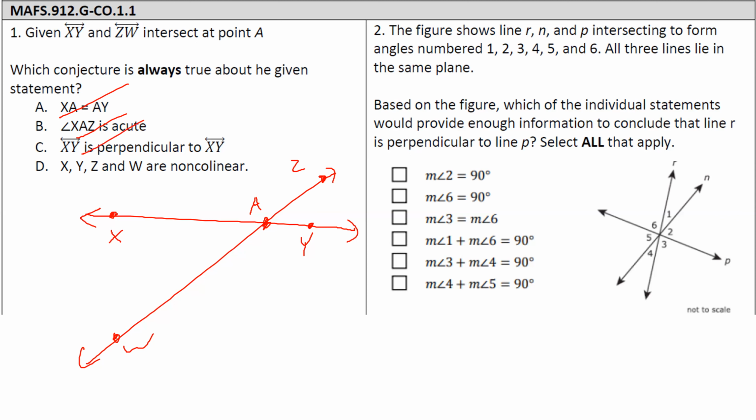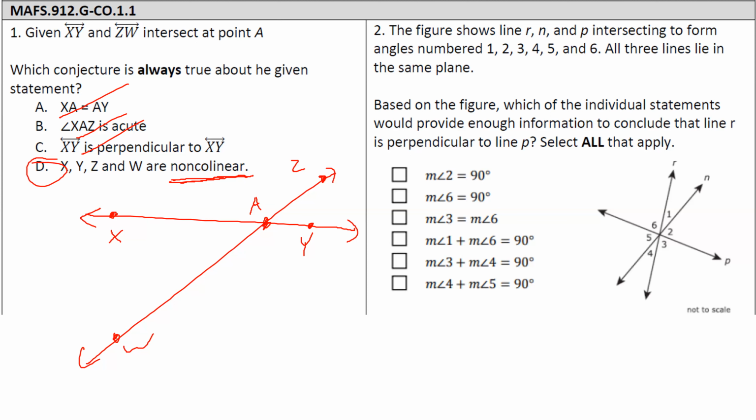Now, number 4, you got to know some vocab in order to do number 4. What does this last word mean? Non-collinear. What does linear mean again? Linear means line. Collinear would be same line. Non-collinear would be not the same line. So X, Y, Z, and W, are they on the same line? Nope. That makes them non-collinear. So D is the correct answer.